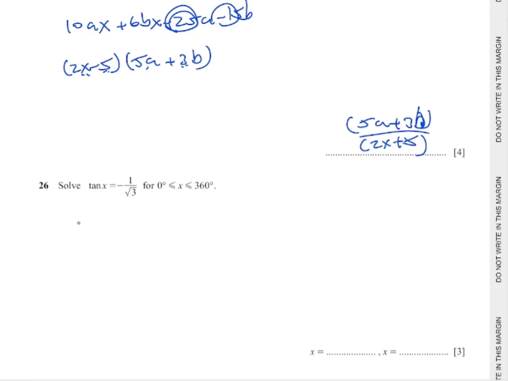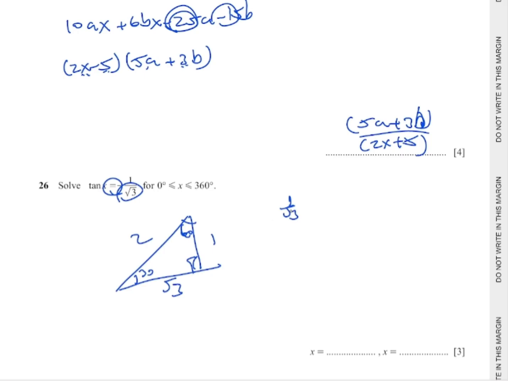Now solve tan x equals negative 1 over square root 3. So looking at square root 3, we would obviously think of the triangle being 30, 60, and 90, with sides 1, 2, and square root 3. Tan is opposite over adjacent, so it would be 30, but that would be positive 1 over square root 3.